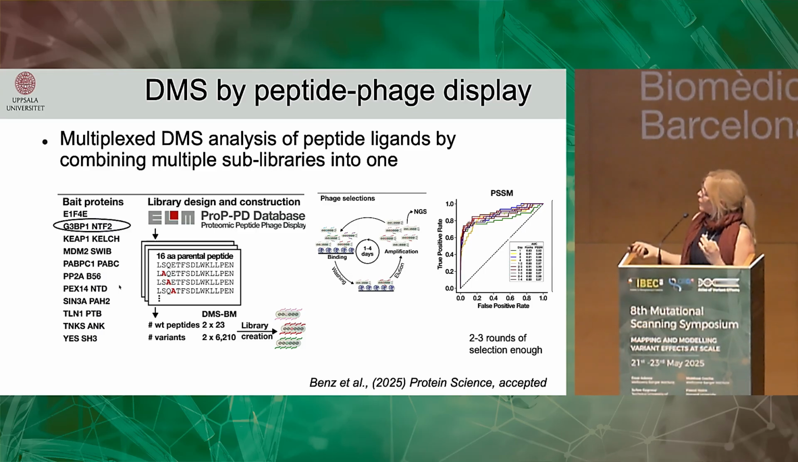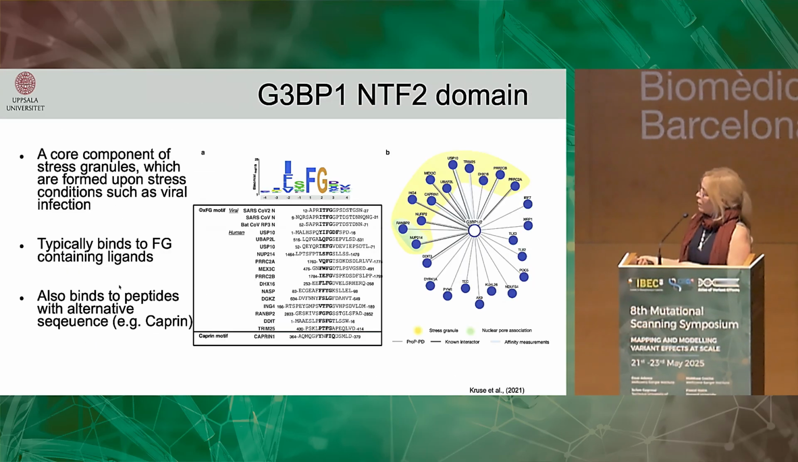So just to show you one case, we will look again at this G3BP1 case, which is a very curious case. It's a protein that binds to FG repeats, which are found in many different proteins, and many of them are important stress granule components. It is also bound by SARS-CoV-2, the N protein as well as the NSP3 protein. Most of these ligands have this FG motif, but there is also one peptide here called caprin, which does not have an FG motif, right?